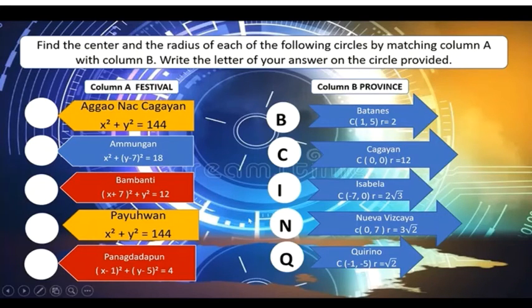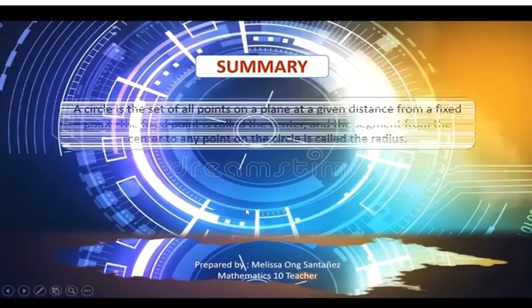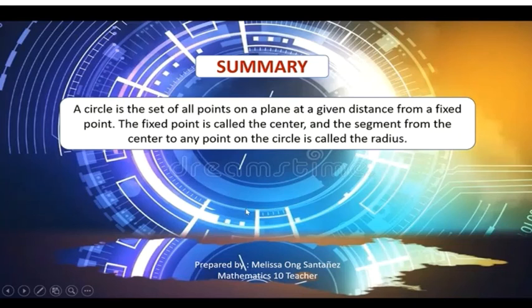Now, let's see what we have learned. Just to summarize and for the closure of our lesson, a circle is the set of all the points in the plane at a given distance from a fixed point. So earlier, I have shown to you the beauty of circles. It's everywhere, it's magnificent, it's a perfectly round shape. And in geometry, this is the meaning of a circle.